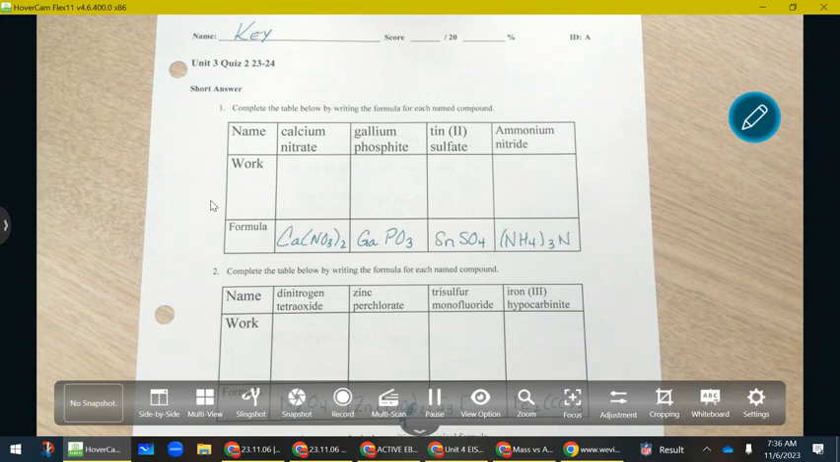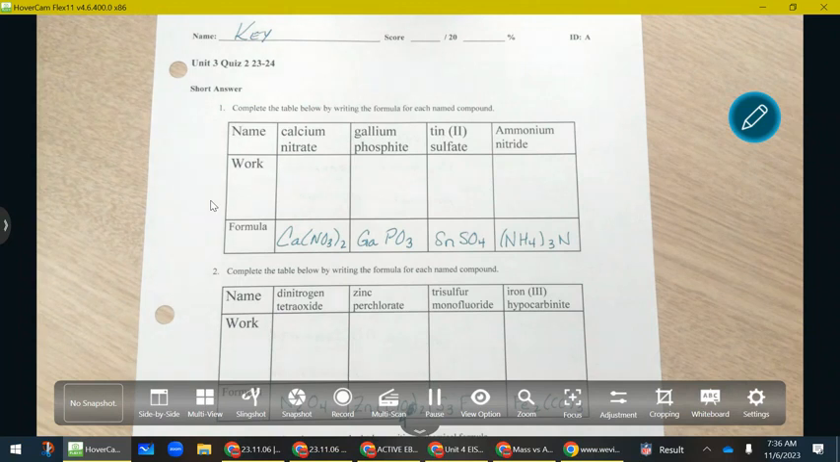Gallium phosphite. Gallium is a +3. Phosphate is PO4. It is a -3. To make it phosphite, we lose 1 oxygen. That becomes PO3. The 3's cancel out because of the fact that we can reduce them. That is why it is GaPO3. No parentheses around this because we don't need them.